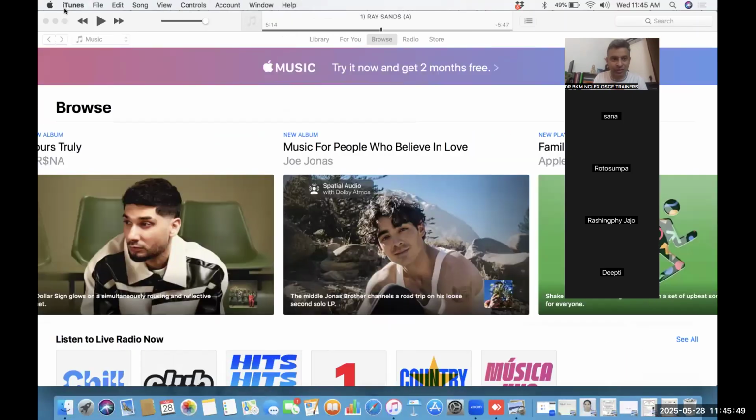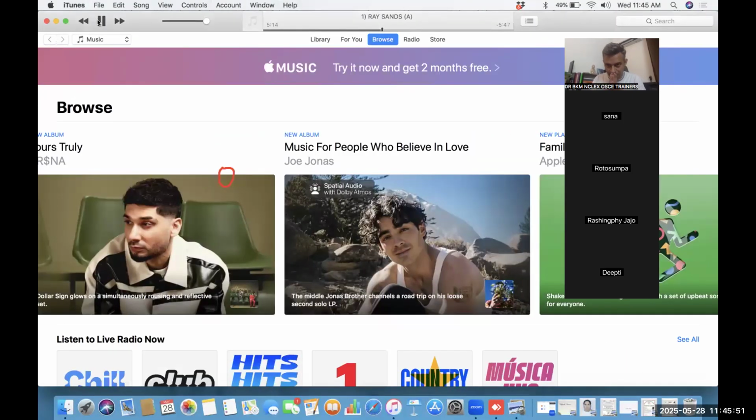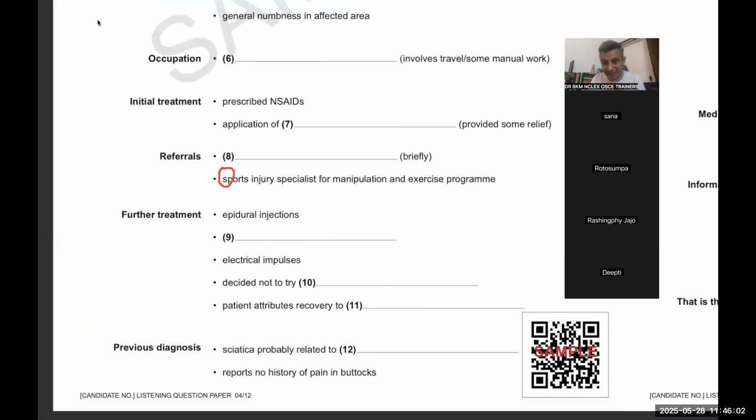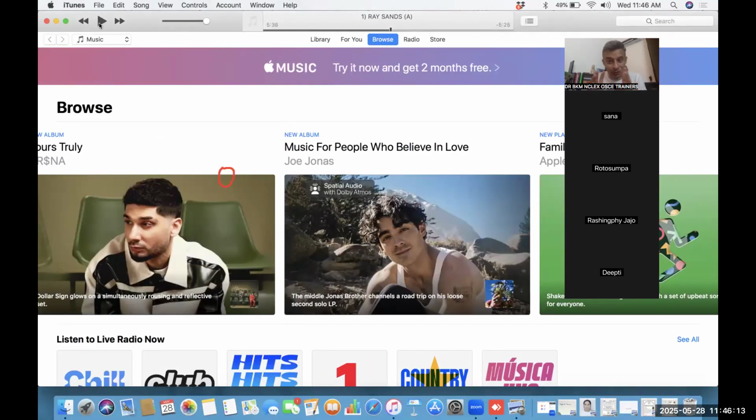And patient attributes recovery to? Which of these various treatments do you feel was most effective? What made the difference? Well, I couldn't say for certain because it all went on for four months without much improvement, really. Then suddenly in the fifth month, things changed quite dramatically. So to be honest with you, I think it was the combination of treatments gradually taking effect. So patient attributes recovery to a combination of treatments.